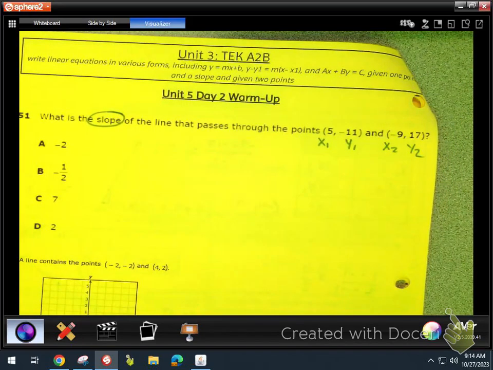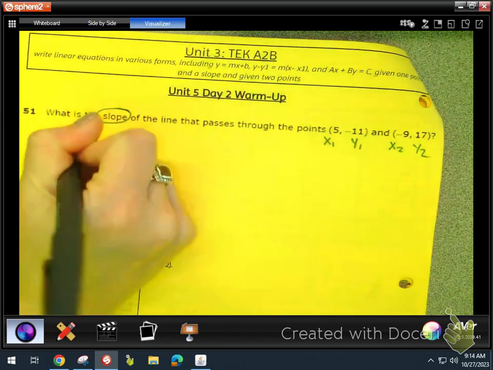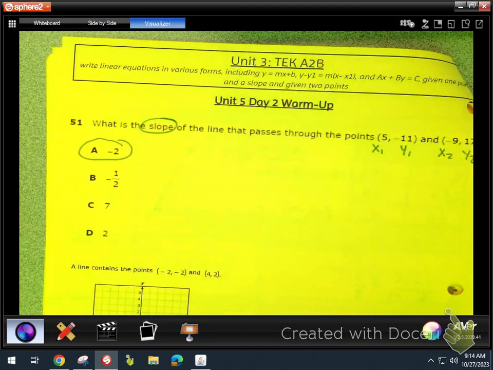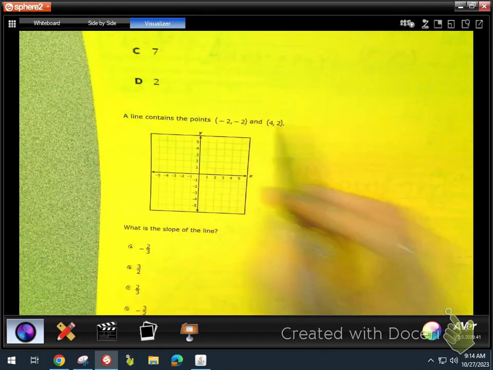What'd y'all get for your slope? -2. Okay, those are the type of questions on the STAAR that we want to see, because again, it's a formula that we know super well. Not very crazy. We just throw it in our calculator, simplify it down. The next one. A line contains the point -2, 2, and 4, 2.